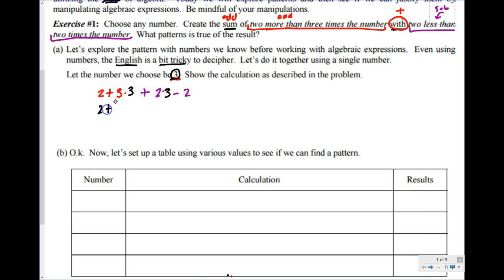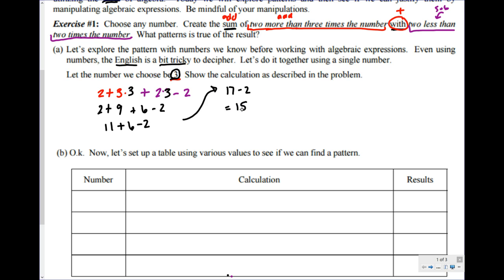Do a multiplication first. So 3 times 3 is 9. Plus 2 times 3 is 6 minus 2. Now remember, we do PEMDAS left to right. So this becomes 11 plus 6 minus 2. I'm going to continue up here. 11 plus 6 is 17. And I get 17 minus 2. 17 minus 2 equals 15.